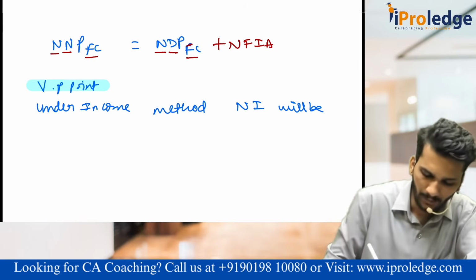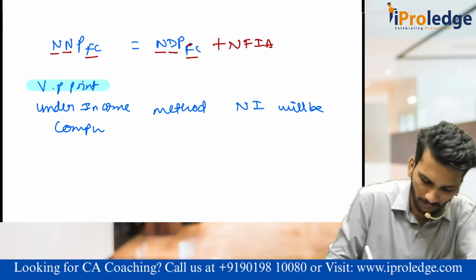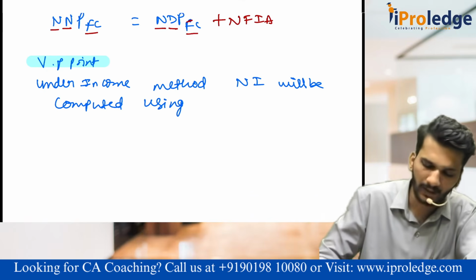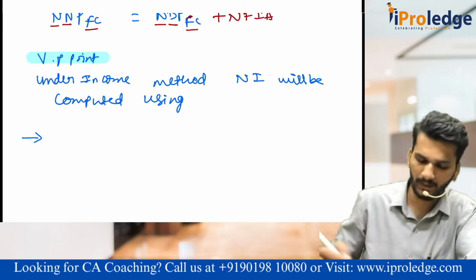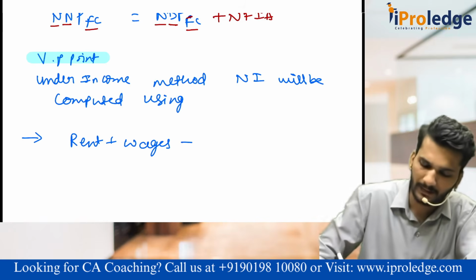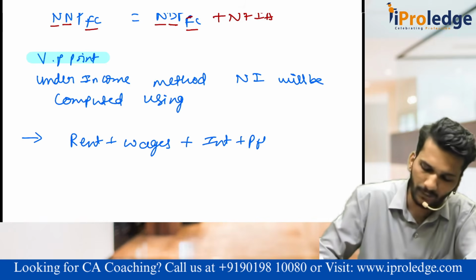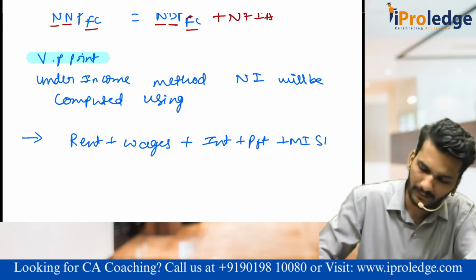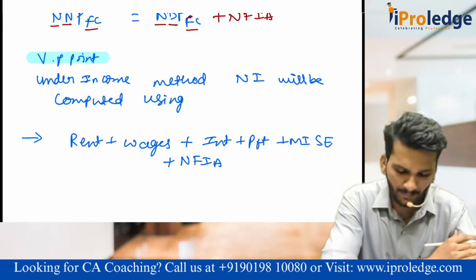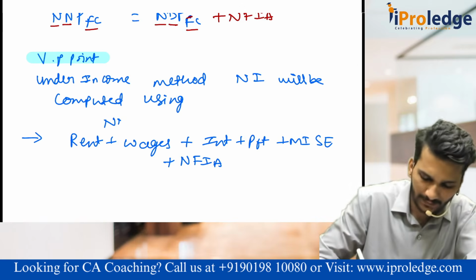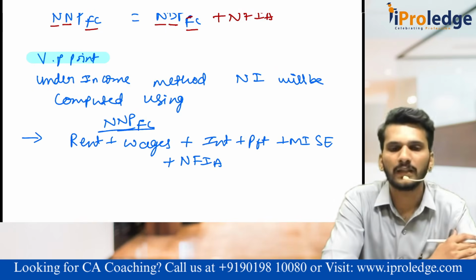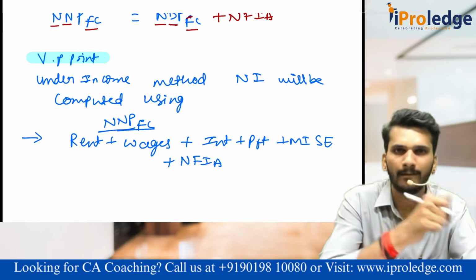National income will be computed using, I'm taking an entire method, that is rent plus wages plus interest plus profit plus mixed income. This is factor cost. Plus if I add NFIA, it is as good as NNP at factor cost only. This is what we call NNP FC. Is it okay? Yes, sir. Done.